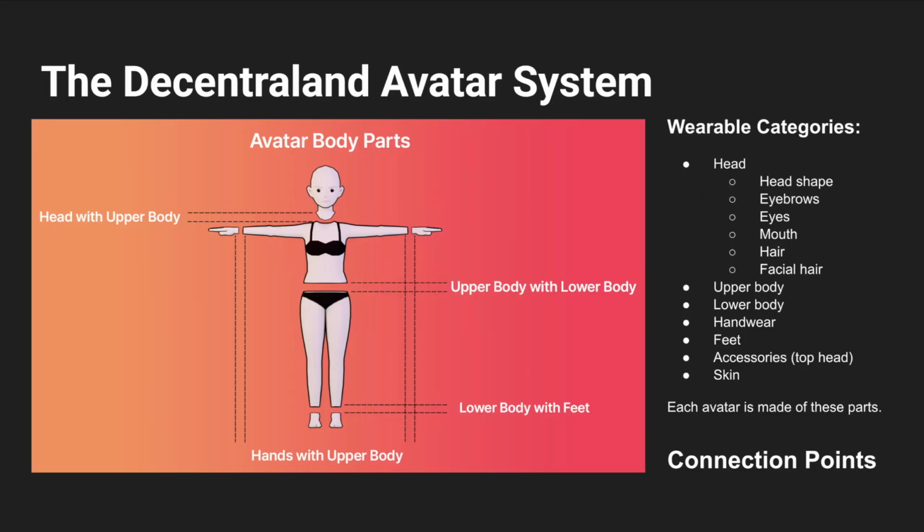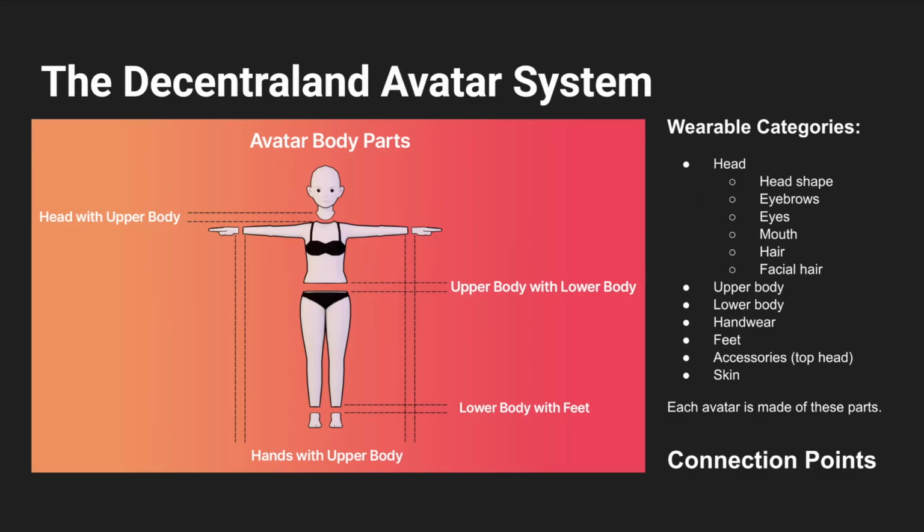So in the diagram here, you can see the avatar split into different parts. And also I have a fly with me today. So we have the head as a whole separate entity, and you could create a head wearable. And also within the head, there are different categories, like the eyebrows, the eyes, the mouth. You can also do hair and facial hair. So those are all some categories.